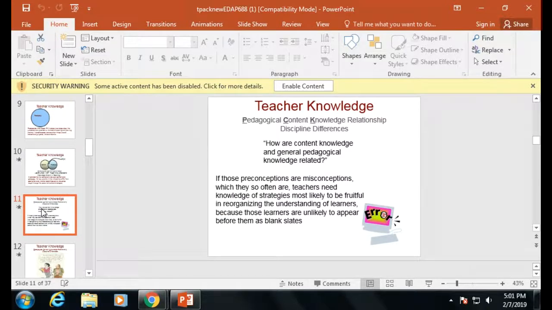Now, to me, this is one of the hearts, one of the main ideas of all teaching. So if you see up here where it says, if those perceptions are misconceptions, in other words, when kids bring ideas into the classroom, a lot of times they bring in misconceptions. Give me an example. And I've seen this a million times in elementary schools.